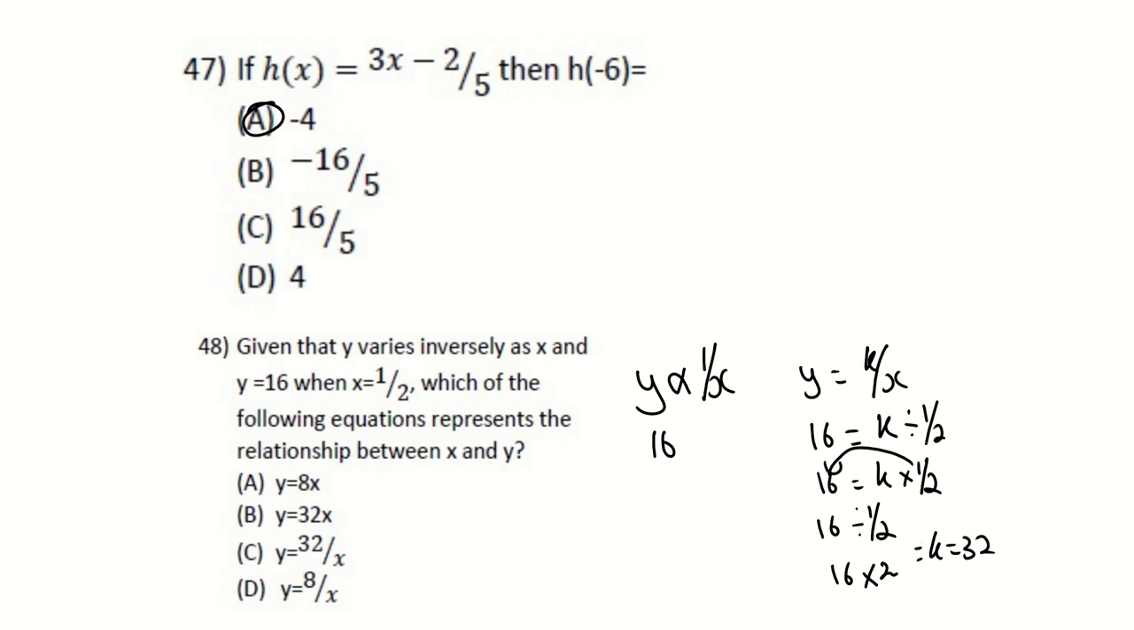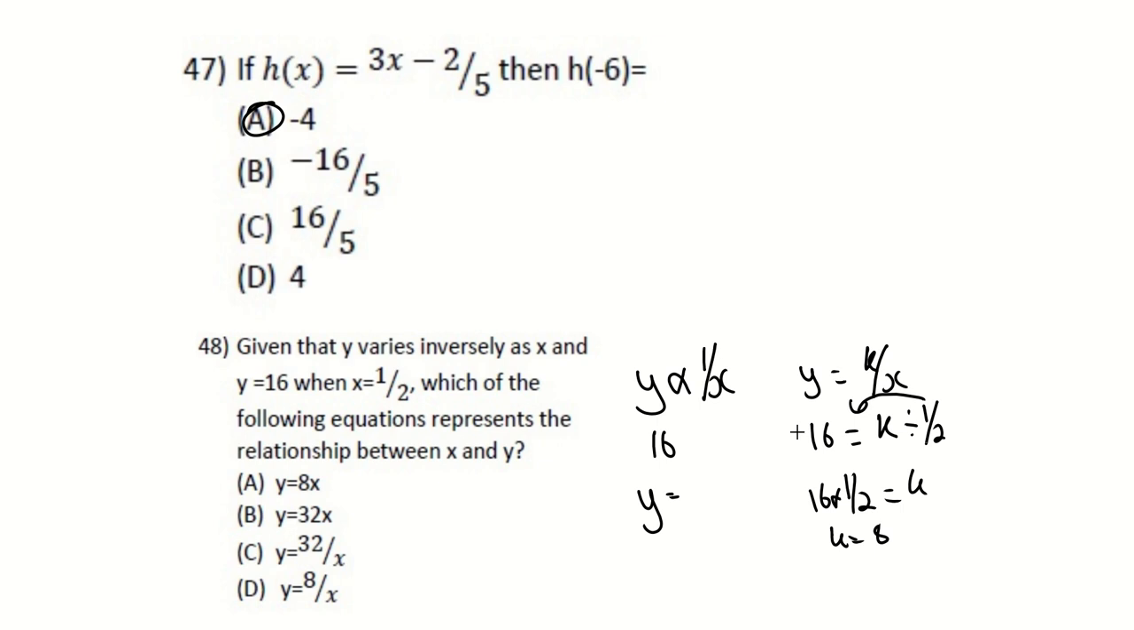Hold on. If I carry across, I made a mistake. I didn't even flip the fraction. Right. If I want to make k the subject, I carry across, divide by half. That is 16 multiplied by half is equals to k. That is k is equals to 8. Right? So therefore, we're looking for y is equals to 8 over x, which is D.